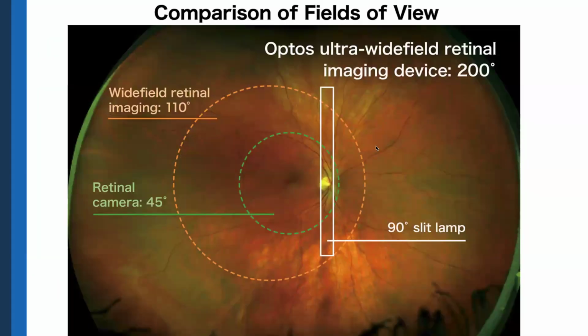So ito yung comparison of what we see with the standard imaging versus wide field imaging. So with your slit lamp, you usually just are able to see the disc. If you use a standard retinal camera, you can see up to 45 degrees, and then this usually comprises yung standard imaging natin where we take multiple images and put them in a montage. The newer wide field retinal imaging machines will image up to 110 degrees. So kasama dyan yung Clarus machine.